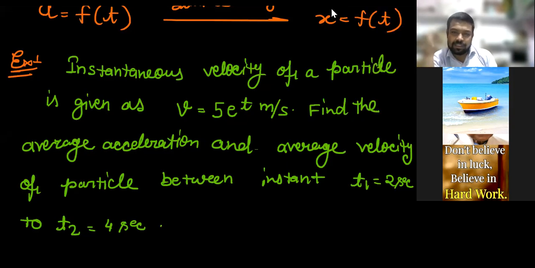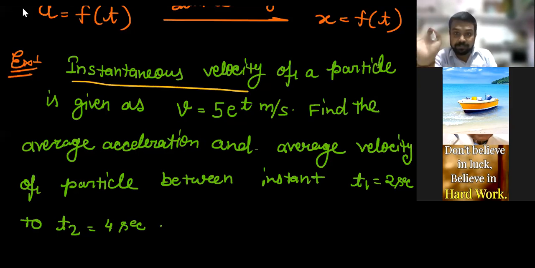So let us see this question. In this question, the instantaneous velocity, meaning at a particular time, the velocity of the particle is 5e to the power t. Okay, it is an exponential function here. Then find the average acceleration.